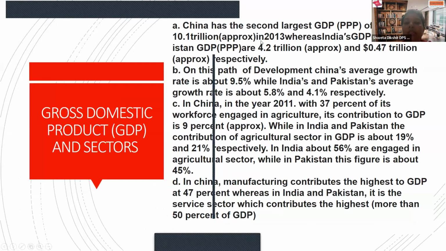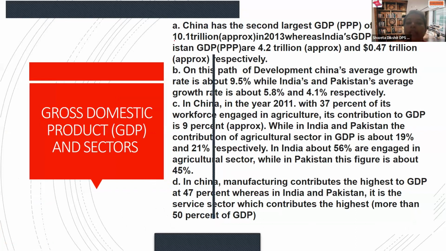So here you can see that in the year 2013, the GDP or PPP of China was 10.1 trillion, whereas for India and Pakistan, they were 4.2 trillion and 0.47 trillion only. Keep them in mind. They are very important one markers as well. I repeat, I would like to highlight this for you.